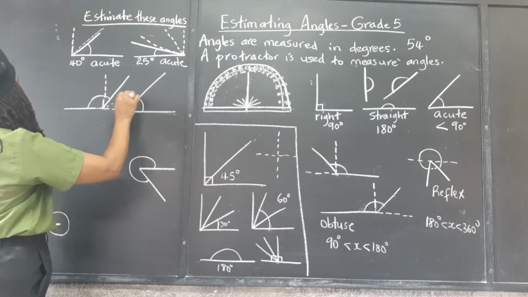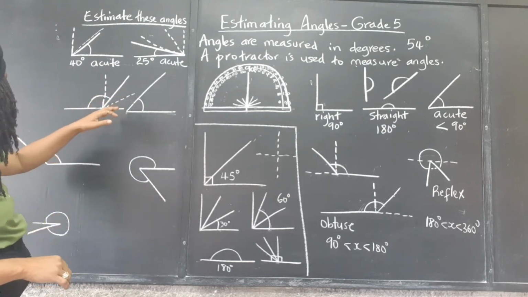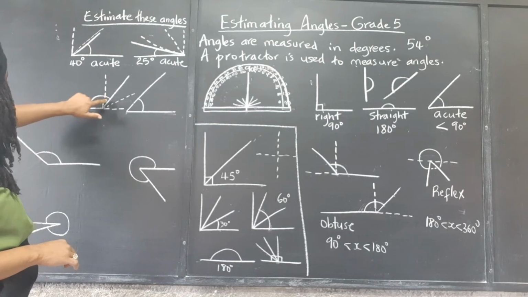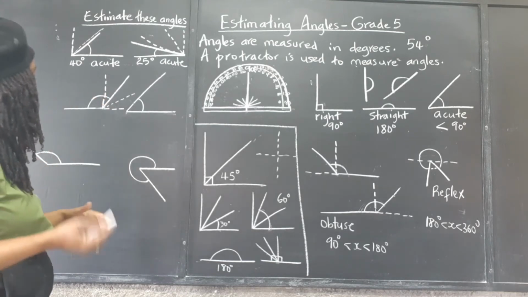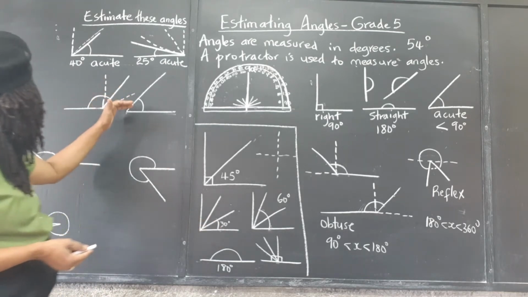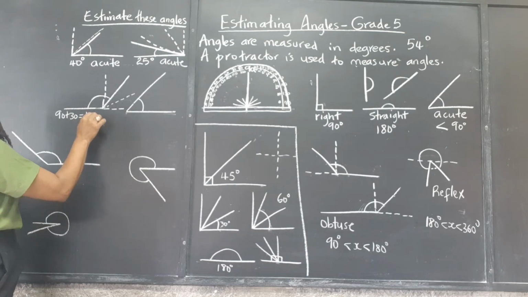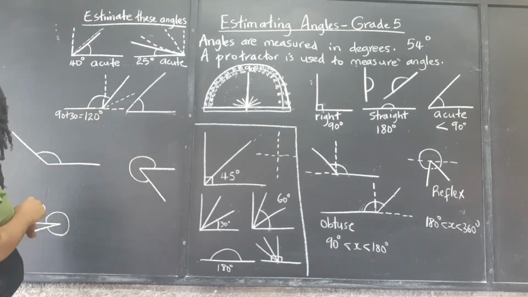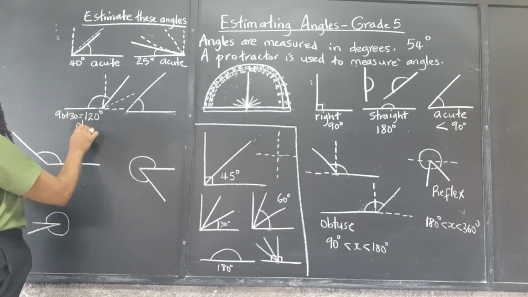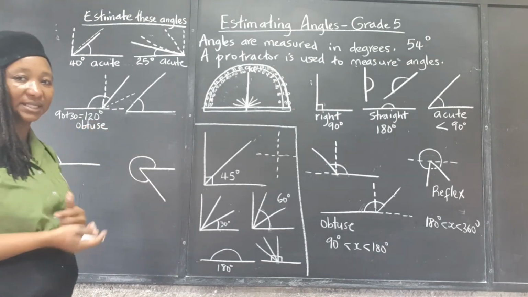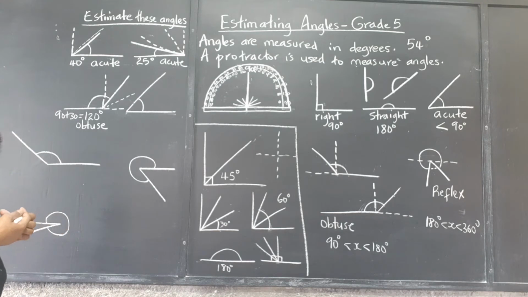So it looks like 1/3 of the other 90. So this is 90. We know this part is 90. And then this part represents 30 degrees, which is 1/3 of the other quadrant. So that's 90 plus 30. So I'm going to estimate that at 120 degrees. And that is an obtuse angle, because once it's more than 90, less than 180, it is obtuse.